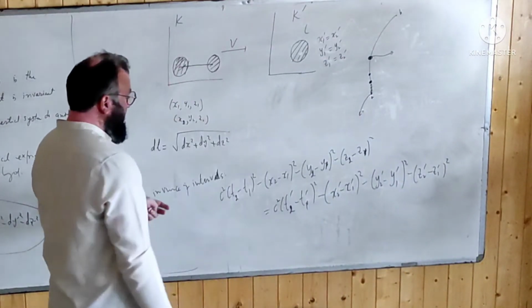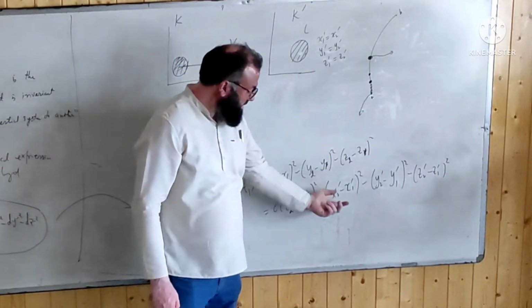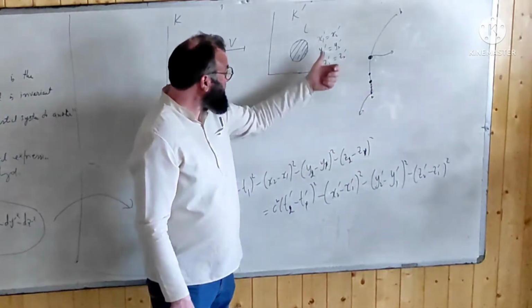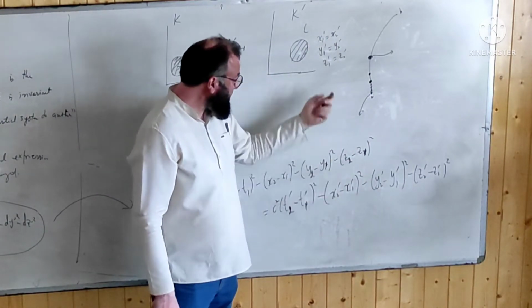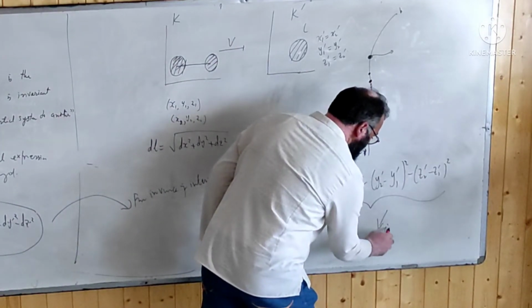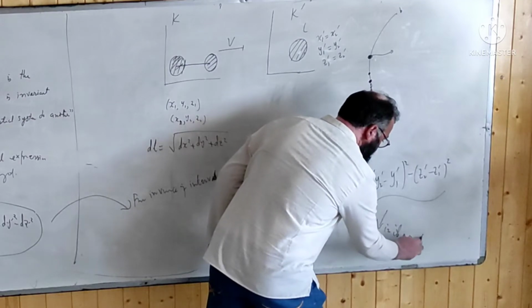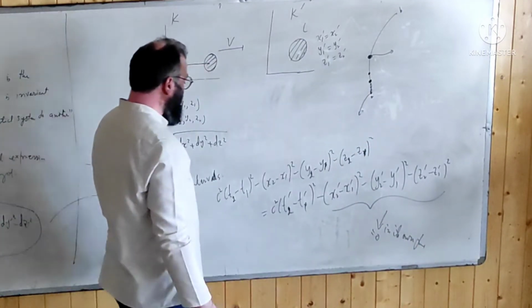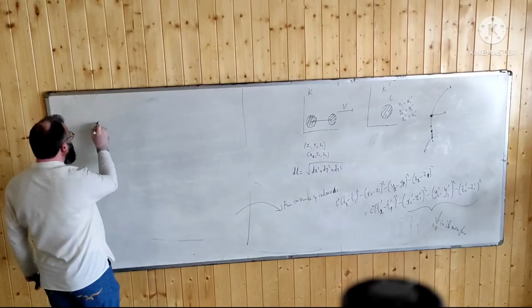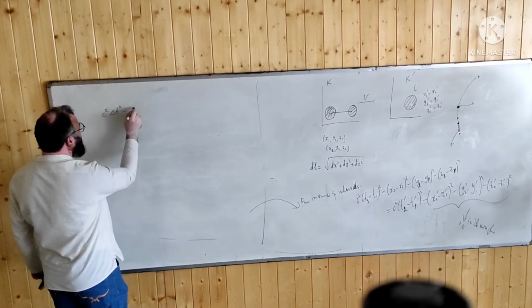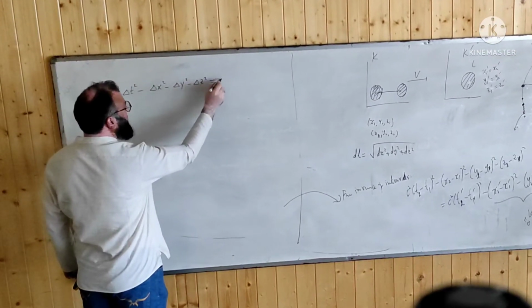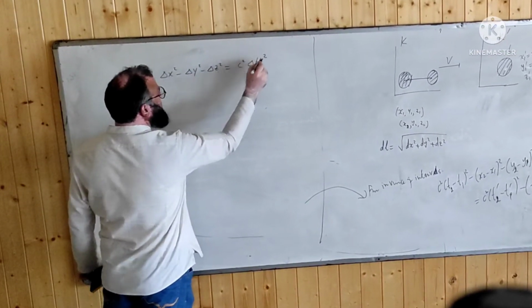Understood? Okay, now since it is in its own frame of reference, what is this object? This is 0. So x prime is 0 in its own frame. X equal to 0. So I can write this as c square delta t square minus delta x square minus delta y square minus delta z square, that's the same as c square delta t prime square. Clear?